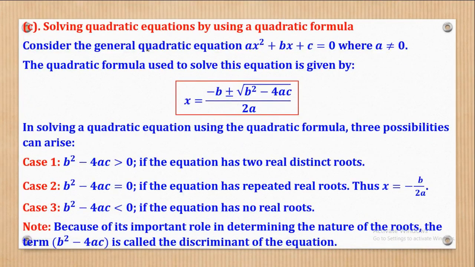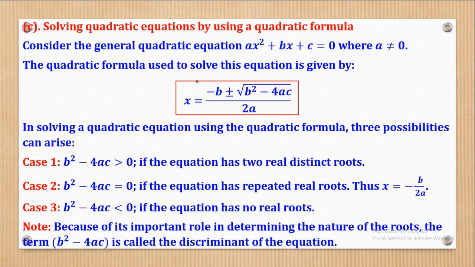But there is also another method of solving quadratic equations, and that is using the quadratic formula. So consider the general equation ax squared plus bx plus c equals 0, where a is not equal to 0. The quadratic formula used to solve this equation is given by x equals -b, remember b is here, plus or minus the square root of b squared minus 4ac, everything divided by 2a.